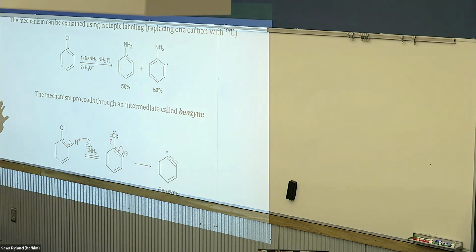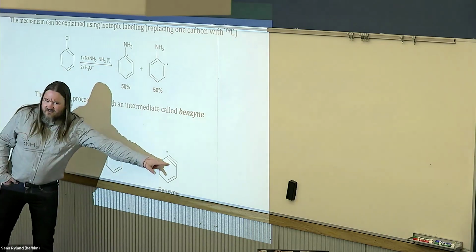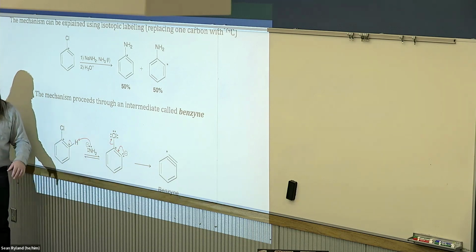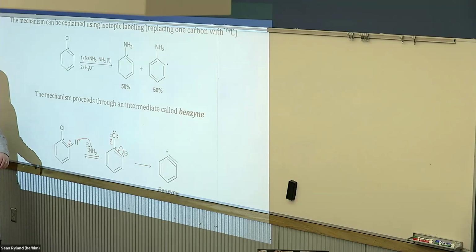And so what they postulated, the current understanding, the current hypothesis, is that it actually makes benzyne. Basically, it's called elimination addition. So you go through an elimination reaction first. If you have a strong enough base at a high enough temperature, you can force it to go through an elimination, which is why you need that insanely high temperature.